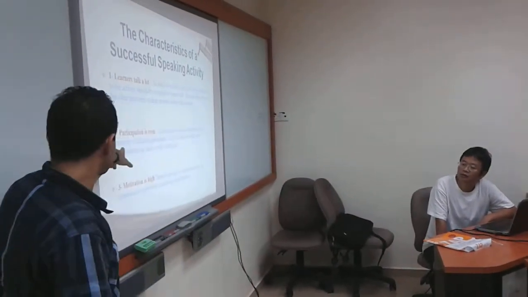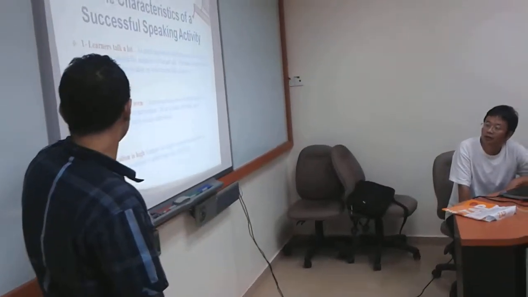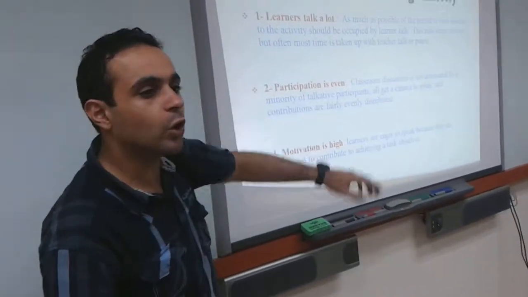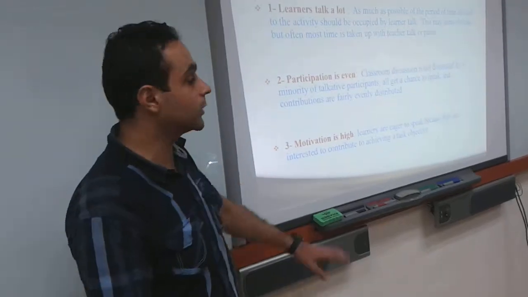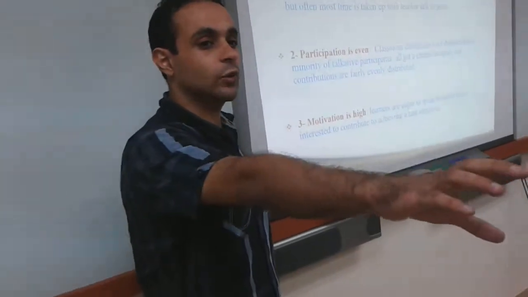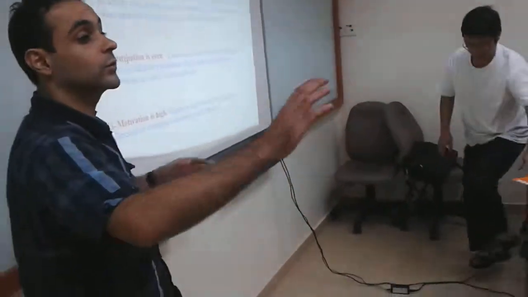The second characteristic of a successful speaking activity is that participation is even. All students should have an equal opportunity to practice speaking. For example, some talkative students might take a long time speaking while others do not have the opportunity. So participation is even. Classroom discussion is not dominated by a minority of talkative participants. All get a chance to speak and contributions are fairly evenly distributed.